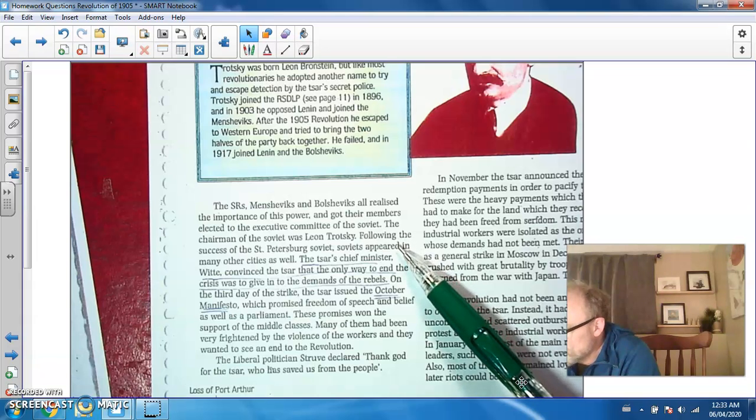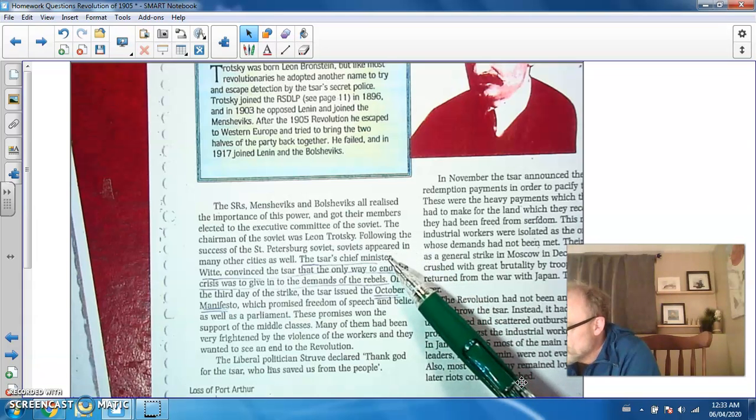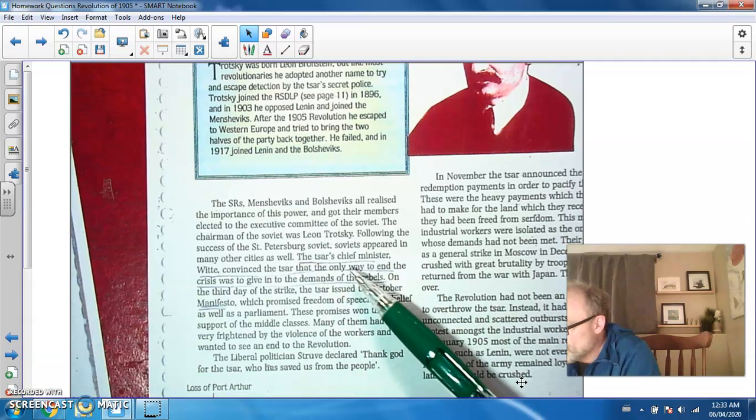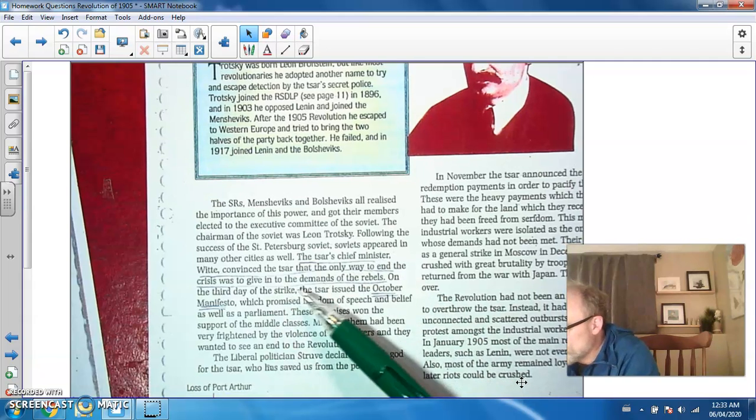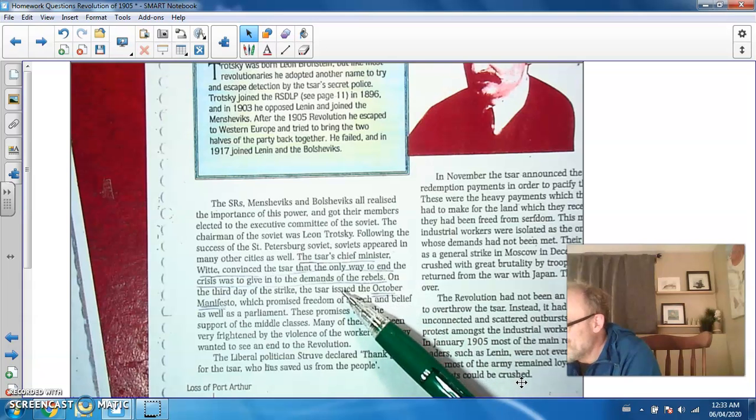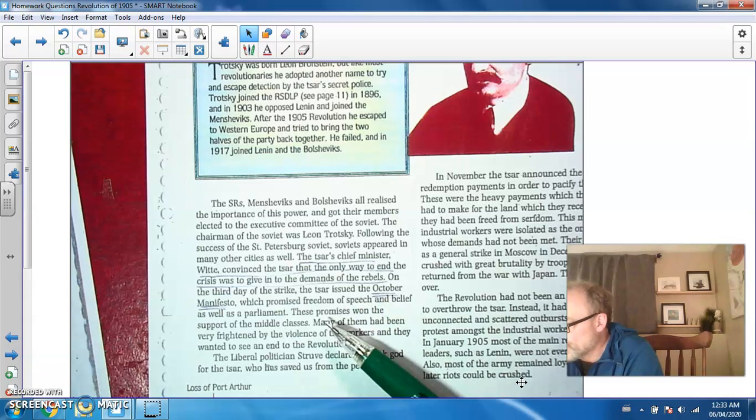Following the success of the St. Petersburg Soviet, Soviets appeared in many other cities as well. The Tsar's chief minister, Witte, convinced the Tsar that the only way to end the crisis was to give in to the demands of the rebels. On the third day of the strike, the Tsar issued the October Manifesto, which promised freedom of speech and belief as well as a parliament, or a Duma. These promises won the support of the middle classes.